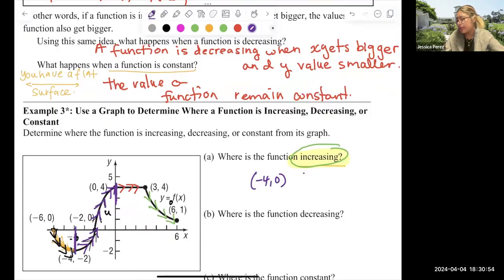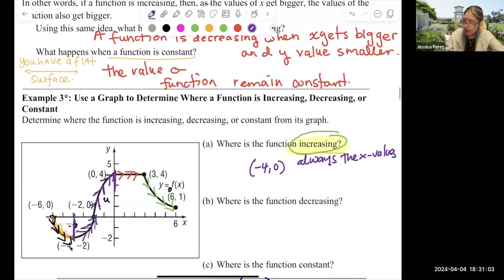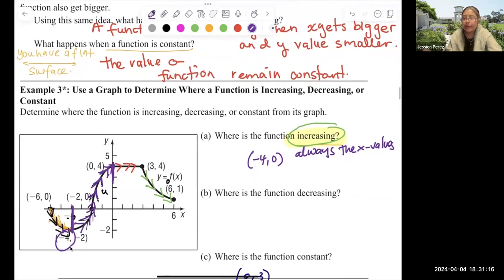So it's always the x values when you're looking at increasing or decreasing. So I'm starting at my x value being -4, and this is going up. So it doesn't stop at -2. It keeps on going up, you see? And it stops at 0. Where is it decreasing? It's decreasing from -6, and then it stops at -4.